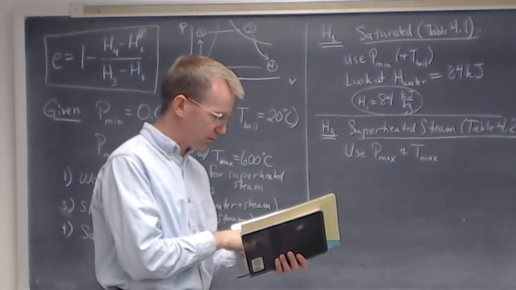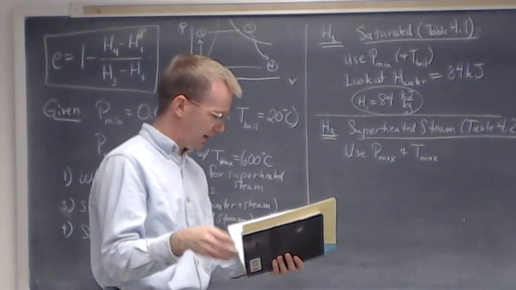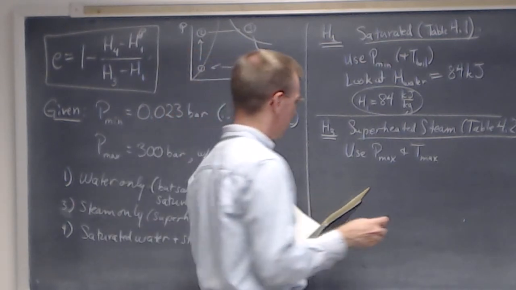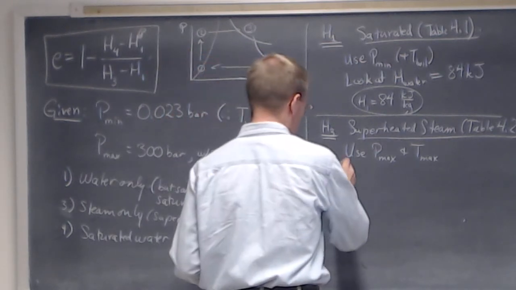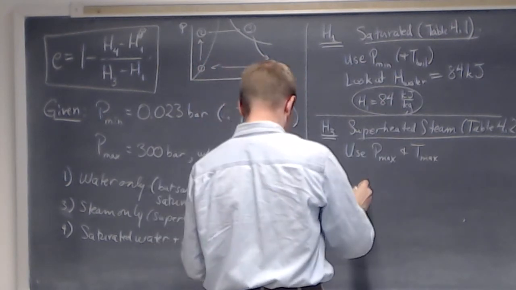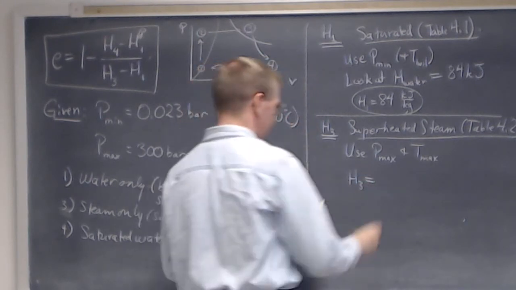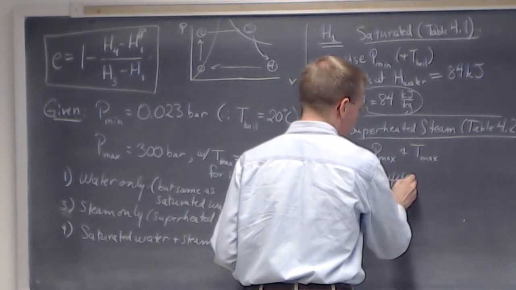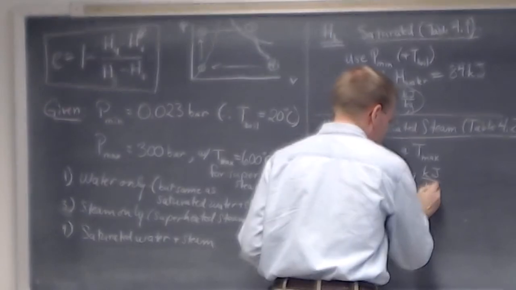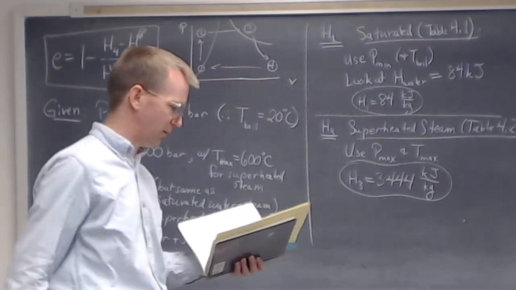If you look there, you notice that the top number in the pair is the enthalpy in kilojoules, and the bottom number is the entropy in kilojoules per degree Kelvin. Okay, so you go down to the correct row, and you go over to the correct column, and where they intersect, we find the enthalpy is 3,444 kilojoules, and really this is all per kilogram. Okay. Great, now we've got two points.